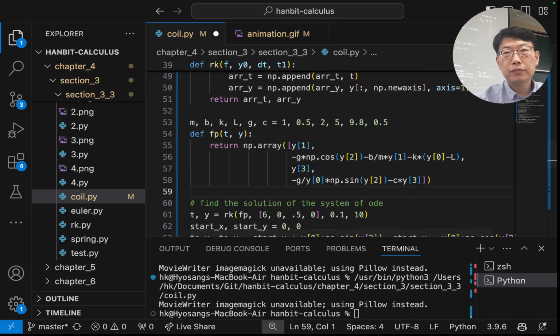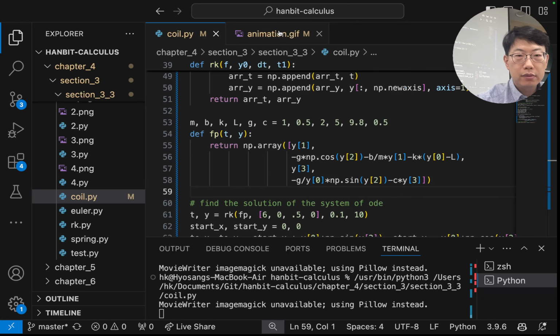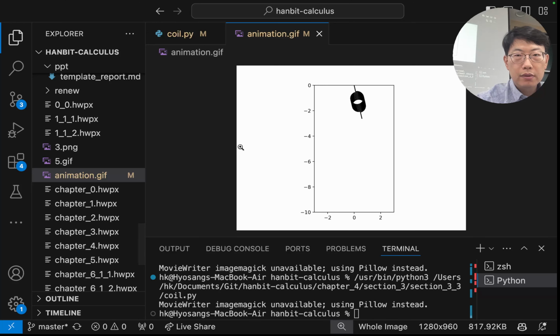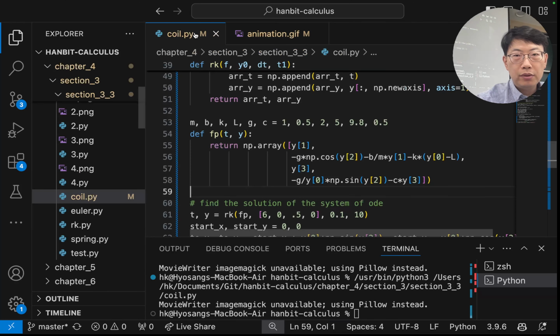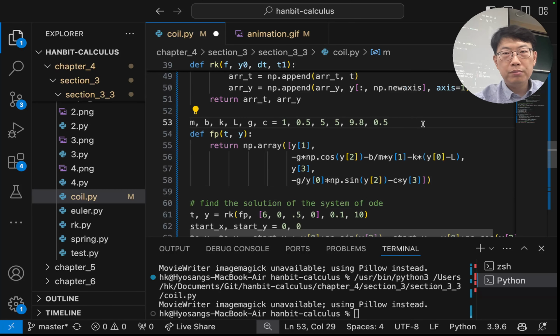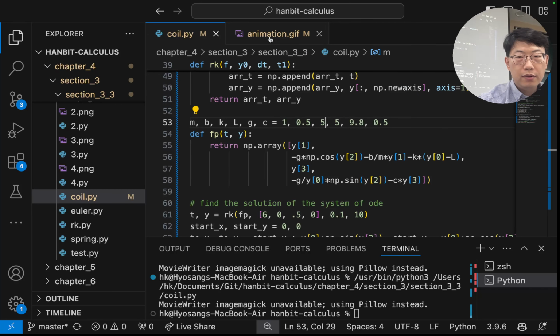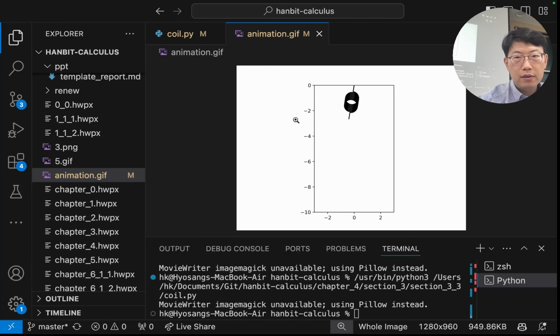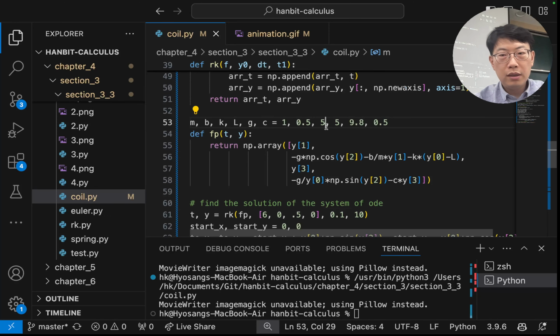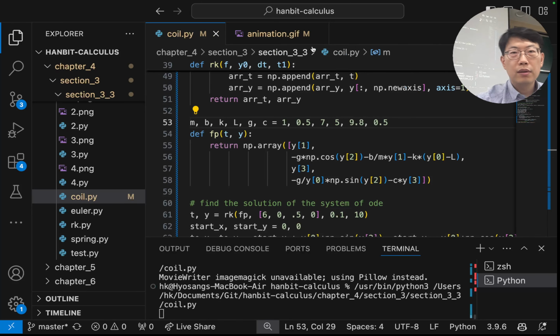So let me see. Okay, so I think the spring constant is still too small. So I think I'll change it to 5. Okay, 5 is good enough, but I can make it a little bit bigger. 7 maybe. Okay.